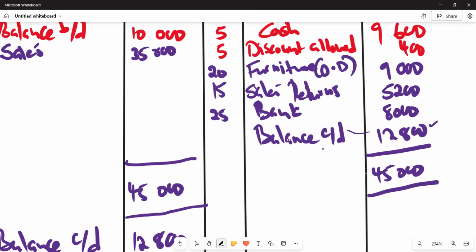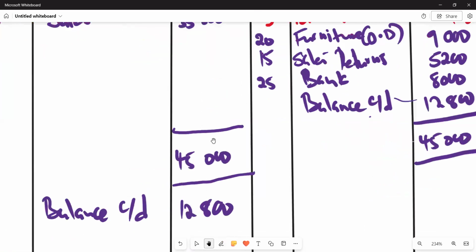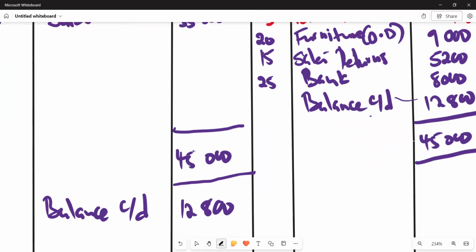Remember, we said our balance CD will come to the side of the smaller total, which is the credit side in this case. That's why we're going to have our balance CD 12,800. Then the balance BD will come on the opposite side below the double lines. So this is our balance BD of 12,800. So we have completed our T account. That is AMAS account. So this is what we have, guys, according to this video.